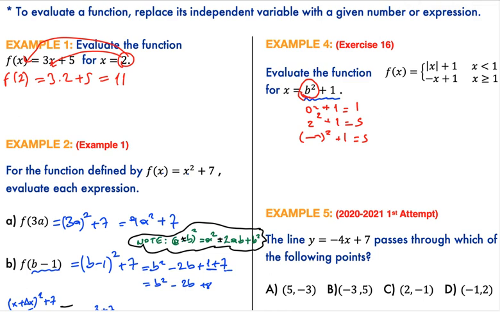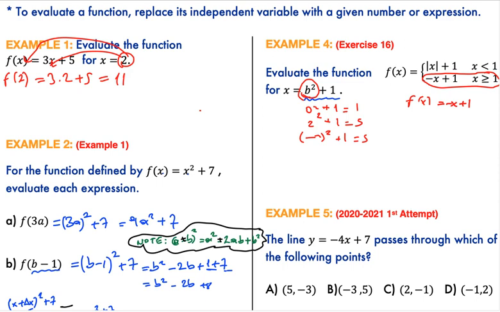So we will be using the second function. The second function is for x values greater than or equal to 1. So here is my function, f of x equals negative, let me rewrite this, equals negative x plus 1.